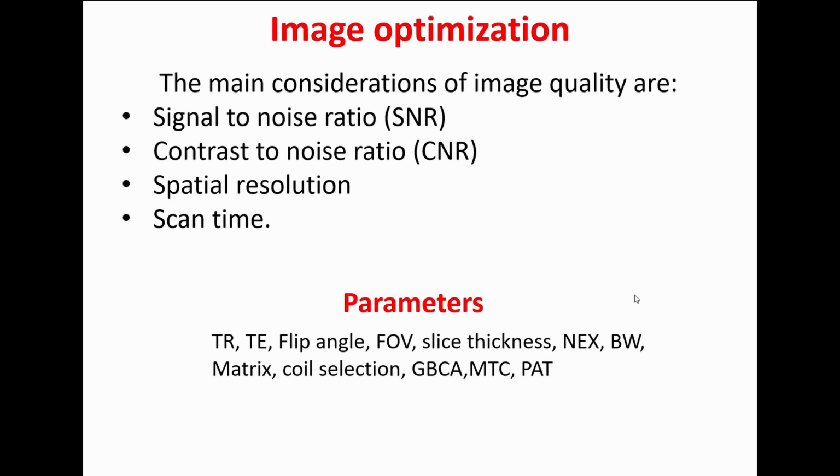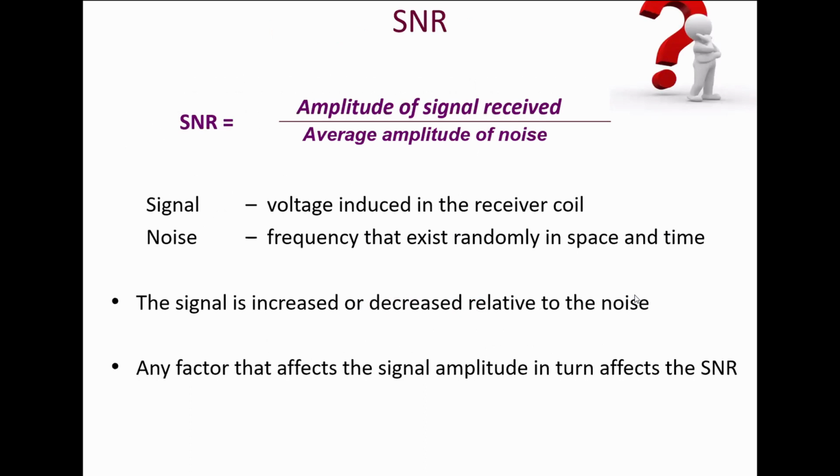So there is basically the TR, the TE, flip angle, field of view, slice thickness, number of excitations or averages, bandwidth, matrix, the appropriate coil selection, and of course, when it comes to the contrast to noise ratio, there are contrast agents, T2 weighted images, parallel acquisition techniques, and also activating magnetization transfer contrast. Each factor is controlled by certain parameters, and each trades off against the other. So first one, what do you mean by SNR? Now it's explained in this formula.